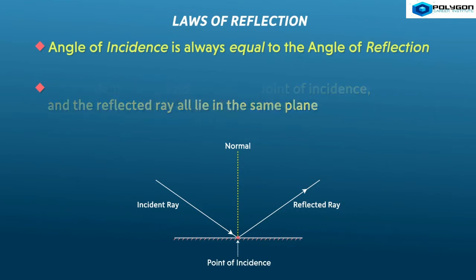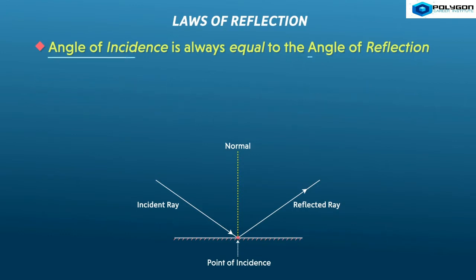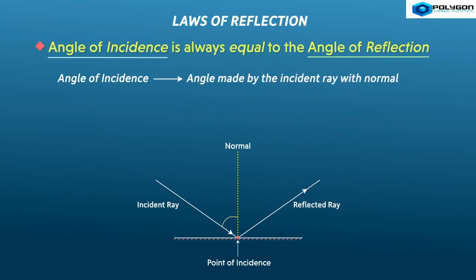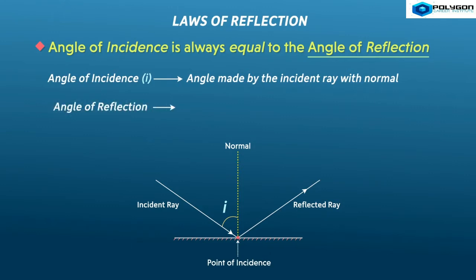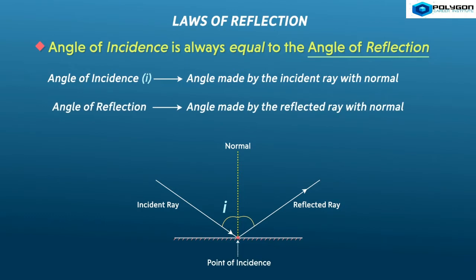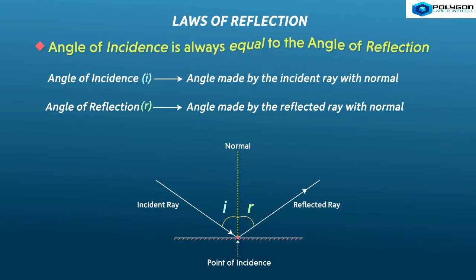To understand the first one, we need to know what angle of incidence and angle of reflection mean. The angle of incidence is the angle made by the incident ray with the normal. It's denoted by the letter I. And you can easily guess what the angle of reflection is. It is the angle made by the reflected ray with the normal, and it's denoted by the letter R. So our first law says that the angle of incidence is always equal to the angle of reflection. I is equal to R.